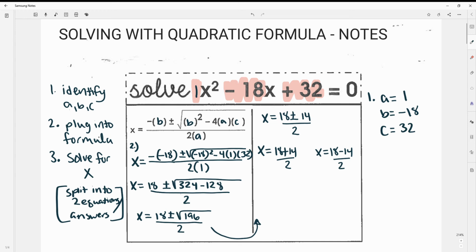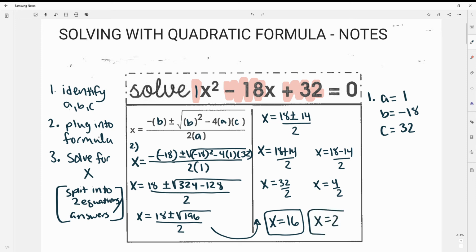Let's do our first one where we add 18 plus 14. That gives me 32 over 2. And let's do the second one where we're subtracting. That gives me 4 over 2. So I have 2 answers here. One of them being 16 and the other one being 2.